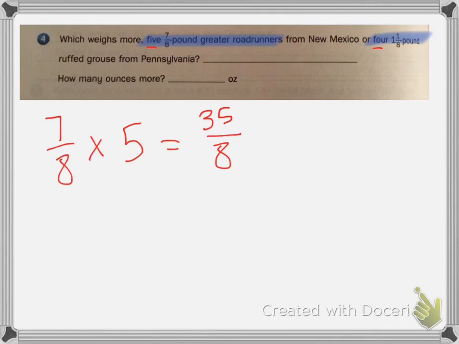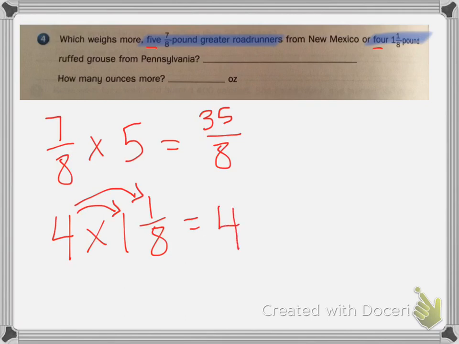4 times 1 1/8. You could add this out like we did on our last problem, or if you remember from our previous lesson, you just simply take that whole number and multiply it by both the whole number and the fraction. So 4 times 1 is 4, and 4 times 1/8 is 4/8. Now, how do I compare these numbers? I have 35/8 and I have 4 4/8. Well, what I need to do is I need to convert one of them. And I think I'm going to go ahead and convert this one into a mixed number.